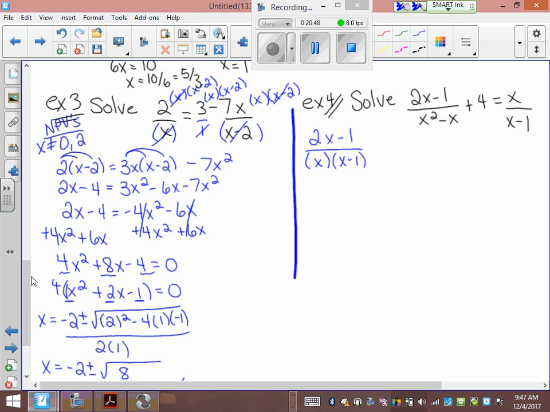You never simplify your numerators. If you do, you're just going to end up distributing back into them. But you do simplify your denominators. Plus 4 over 1 equals x over x minus 1. I'm going to put that in bracket.